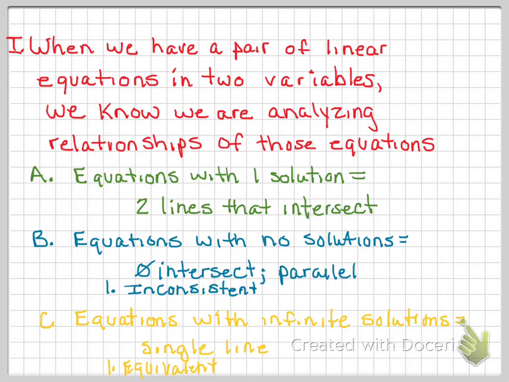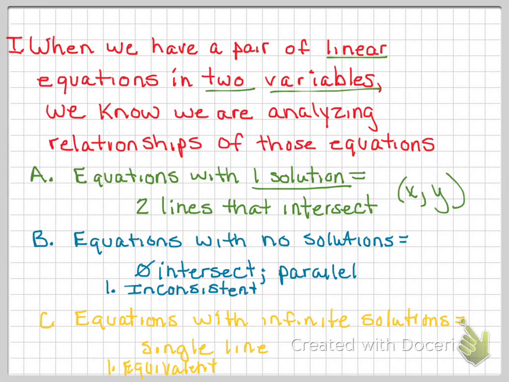So just to review, and you might want to pause it and take a note, this is really what we've learned today. When we have a pair of linear equations in two variables, we are analyzing relationships of those equations. And we know there's 3 kinds of relationships they can have. The first are equations with one solution, and that's where 2 lines intersect on a graph. So they have an xy coordinate. They share that, and that's where they cross.